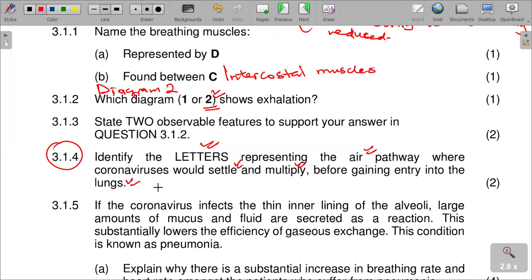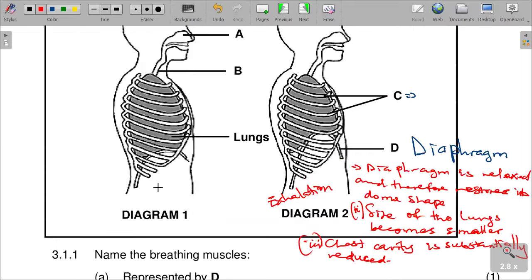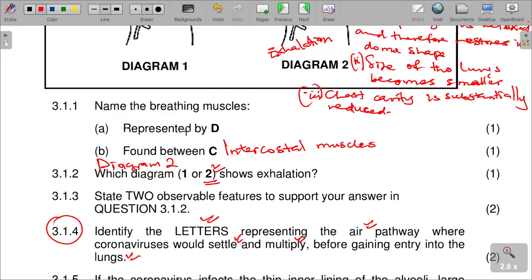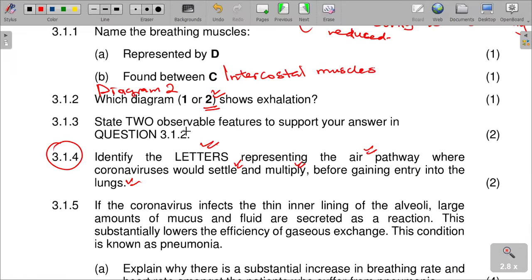Obviously the pathway is A to B. They can move from A to B. Remember, we heard quite a lot during COVID-19 about the nostrils and also the trachea, where people were told to drink warm water and so forth. So the pathway is A to B.